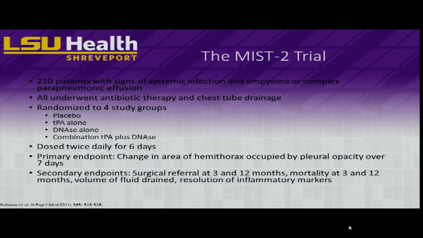Interestingly, the primary endpoint that they chose was the change in area of hemithorax occupied by pleural opacity over a period of 7 days. A few secondary endpoints that warrant mention: surgical referral at 3 months and at 12 months, mortality at 3 months and at 12 months, volume of fluid drained, and resolution of inflammatory markers, including CRP, fever, and white blood cell count.